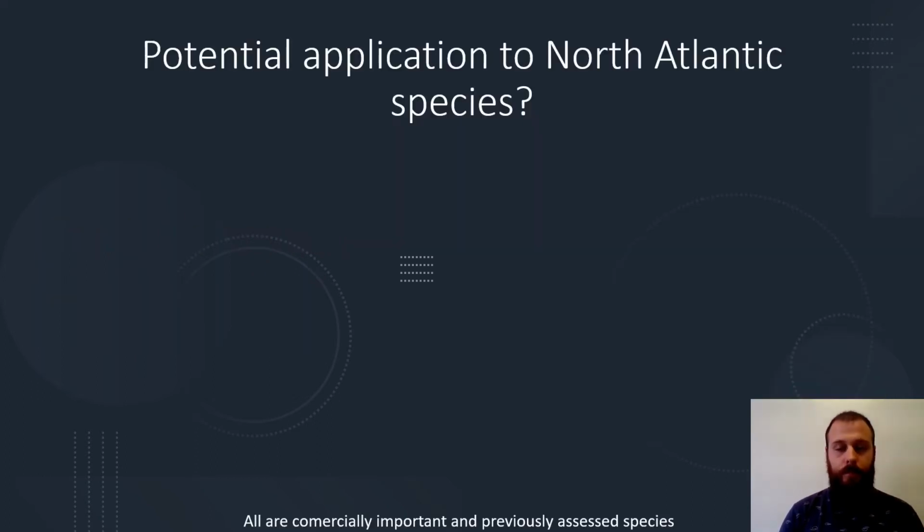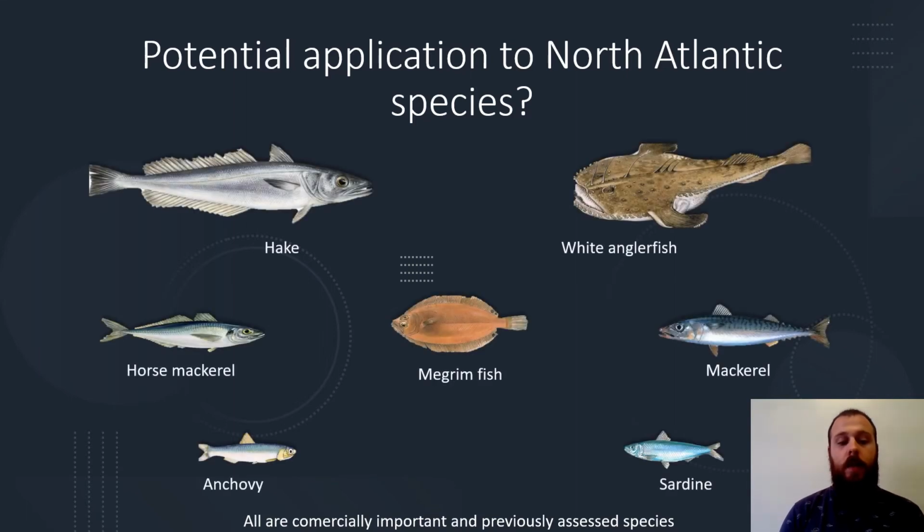So what we did, according to the previous image, was select some northern Atlantic species of commercial interest that would fulfil those requirements. And these are the 7 species we selected. All of them have also previous assessments, which, as we'll later see, is very helpful.